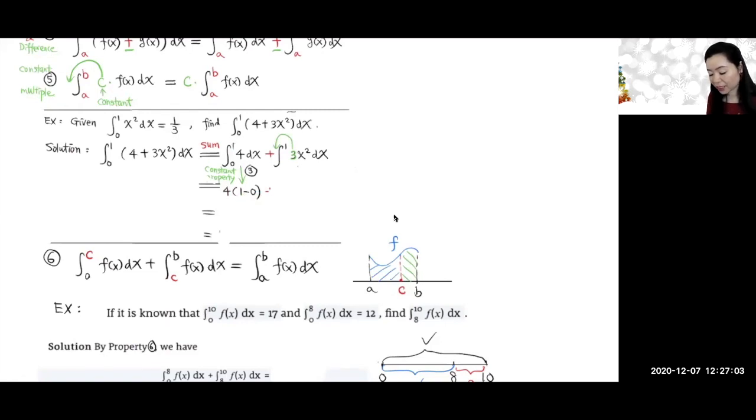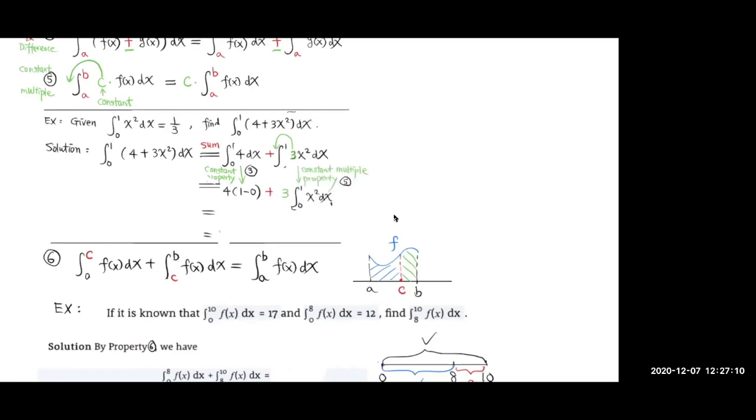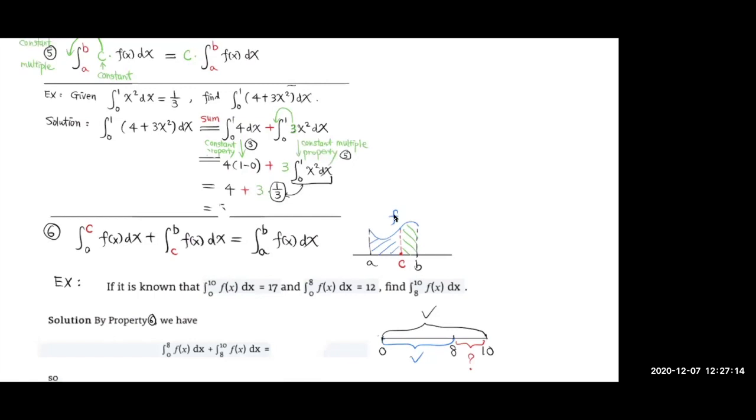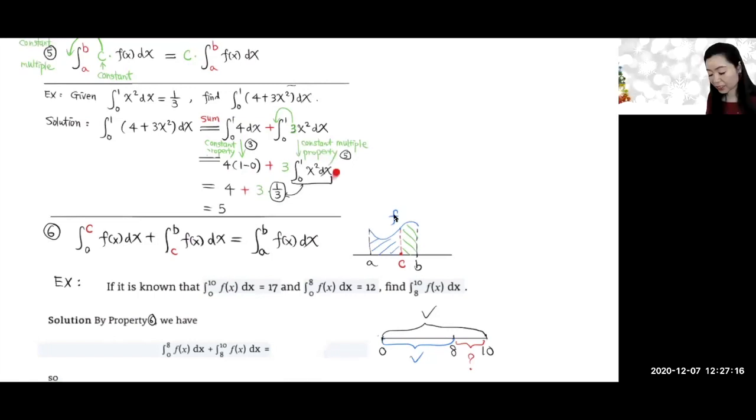This one here, this 3 is a constant multiple. So bring this 3 in front. Now, this integral is given to be 1/3, right? That was given. So you have 3 times 1/3 for this part. So adding 4 here, you will have 5. So this integral is equal to 5.